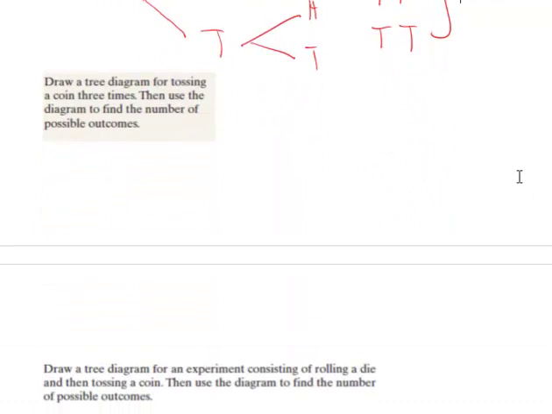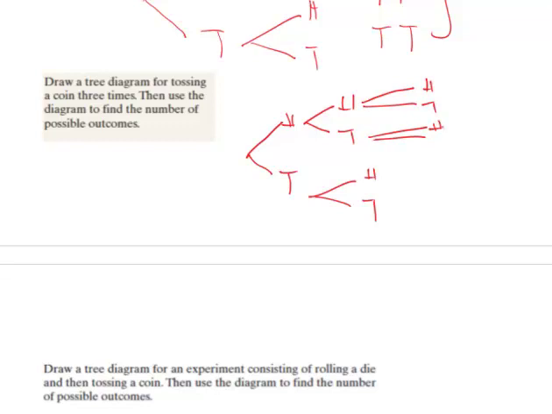Okay. The next part here says, let's draw a tree diagram for tossing a coin 3 times, and then we'll use the diagram to find the number of possible outcomes. Okay, so let's think about that. We could have landed on heads or tails. Second time, heads or tails. And the third time, heads or tails, heads or tails, heads or tails, or finally, heads or tails. So again, I want you to think about that for a moment.